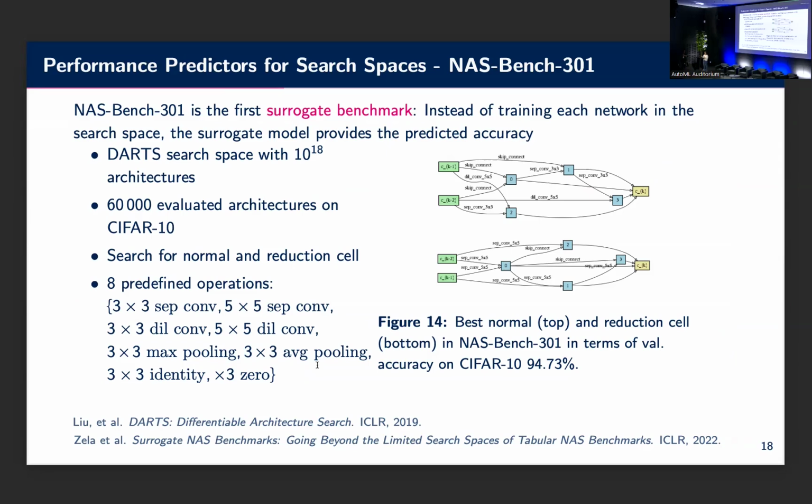And actually, these surrogate methods were trained on and evaluated on 60,000 different architectures. So the 60,000 were actually trained and evaluated, and the surrogate methods, be it a GNN or an MLP, was it an MLP? An XGBoost, I think. GNN and XGBoost are actually surrogate models which were used to predict all the other architectures in this 10 to the power of 18 dimensional search space.